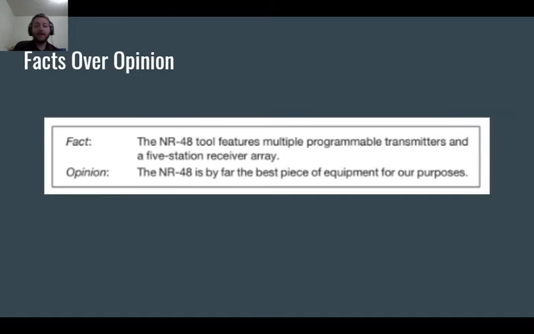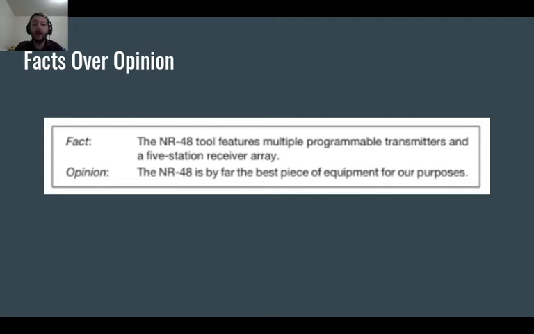Okay, next, facts over opinion. So, of course, as you'd expect, you want to use facts more than opinion, and what that means is facts is something you state, right? It's true, and it's something you state. It's very clear, matter of fact, right? So the example they give here is the NR48 tool features multiple programmable transmitters and a 5-station receiver array. And that's true, right? That's not something you can dispute. It's truth, and it's clearly stated.